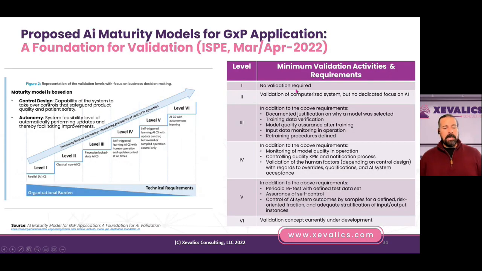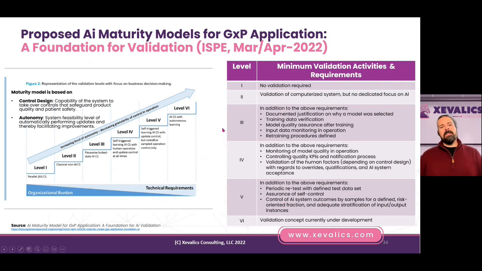Another approach we have been seeing in the industry is a proposed AI maturity model for GxP application, and we have here a foundation for validation. This has been published by ISPE, in Pharmaceutical Engineering Magazine, back in the March-April 2022 edition. Here, the authors are proposing a model in which the level of validation effort needed is commensurate with the actual level of autonomy of the system, right?